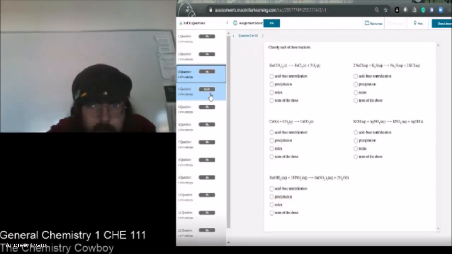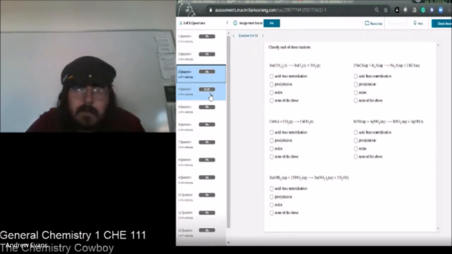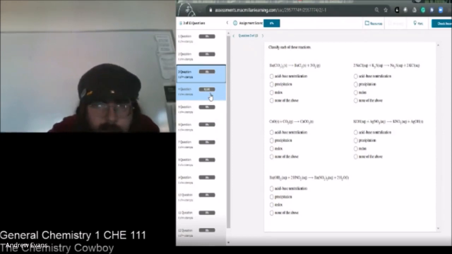And if it's neither of those, then it might be none of the above. It might still be a combination or decomposition or something like that, or double displacement. It'd still be a no reaction. Still be none of those three types.